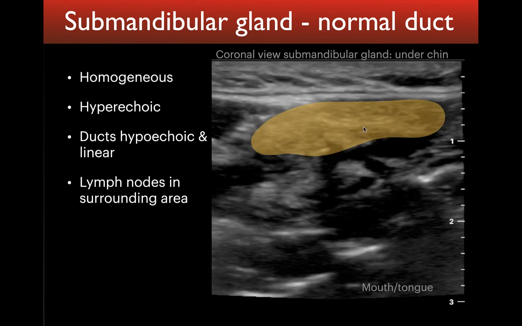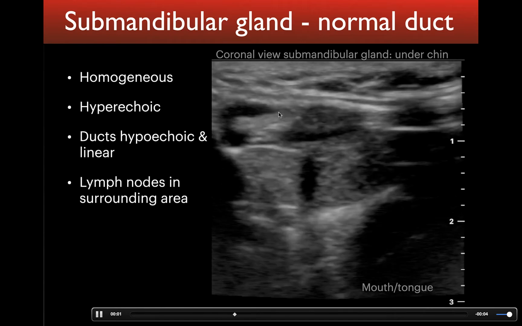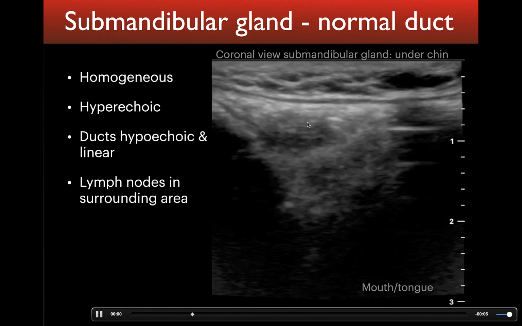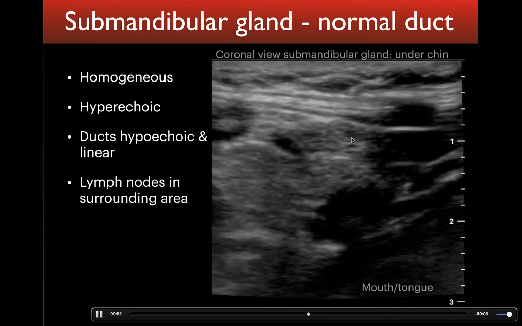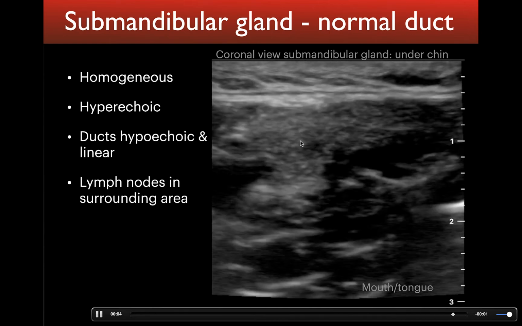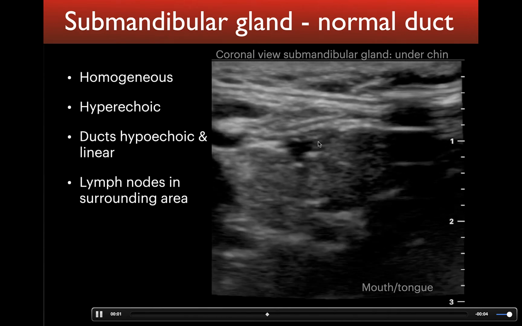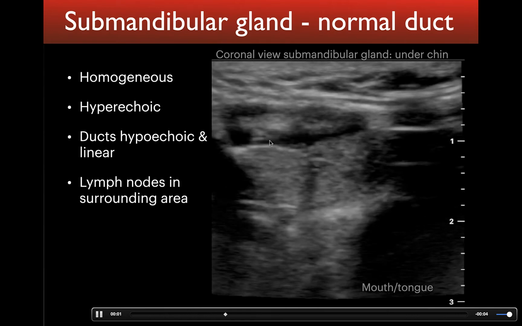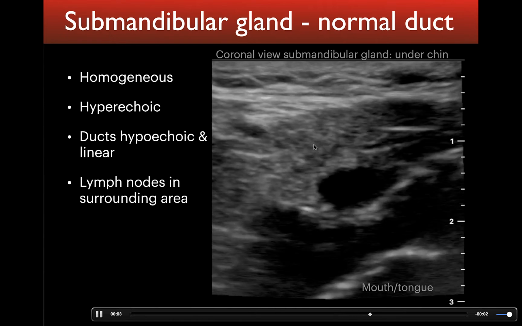The submandibular gland, when it's normal, is going to be homogeneous, a little bit hyperechoic, and you may see some hyperechoic lines with a little hypo or anechoic center, which is the duct. And you may also see some lymph nodes in the surrounding area. This is a little bit of a grainy picture, but we'll go through it. So here's a lymph node right here. And then over here we have the submandibular gland. So there's a couple shadows in here, makes it a little bit harder to identify things. But here we have a little circular duct coming right along here, which lines up with the Wharton's duct at the floor of the mouth.